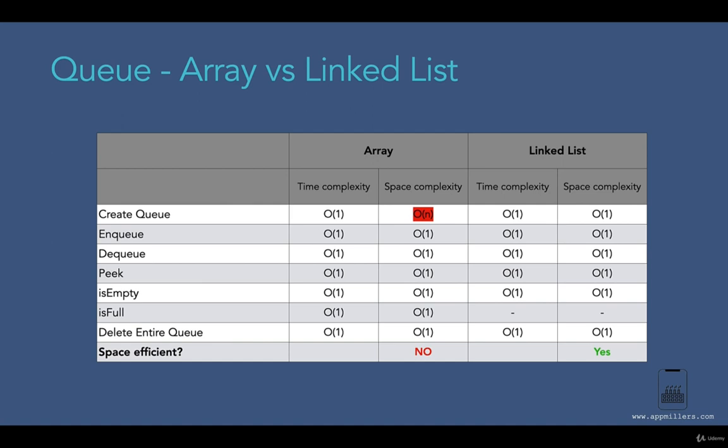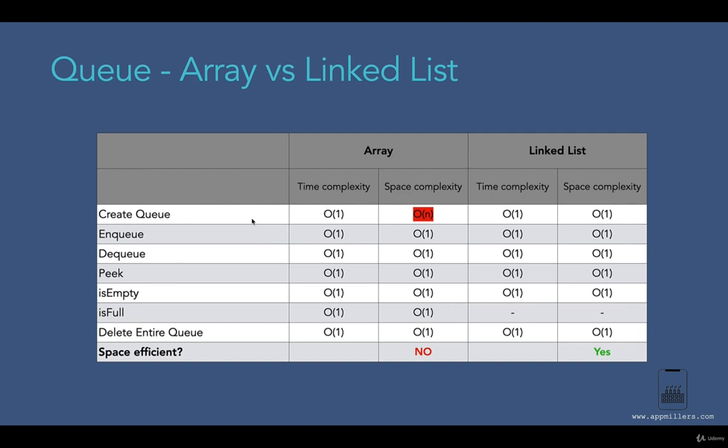Now in this lecture, I have combined all methods that we have performed on queue using array and linked list implementations. Now here we are going to look at the big picture of the time and space complexity of both cases, and we are going to compare them. Now in this case, let's start with the time complexity.